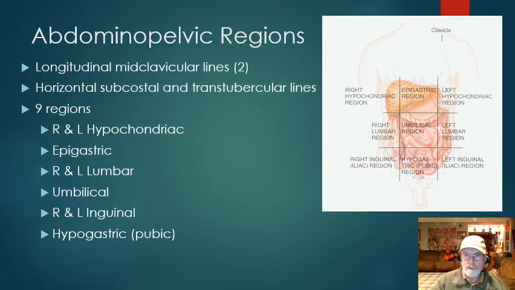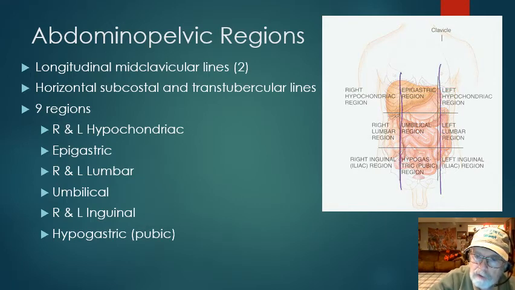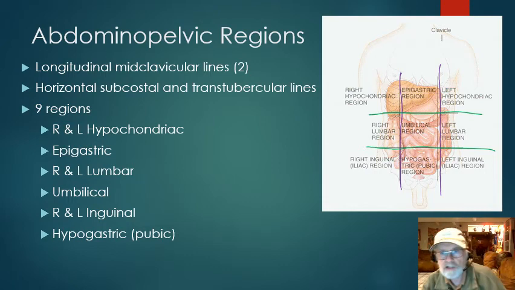Okay, so let's get a picture over there of what we're talking about. We divide the abdomen into 9 regions, sort of like a tic-tac-toe board. I could make 2 vertical lines, a vertical line here and a vertical line here. And I could make 2 horizontal lines, a horizontal line here and a horizontal line here. Well, what defines these lines?